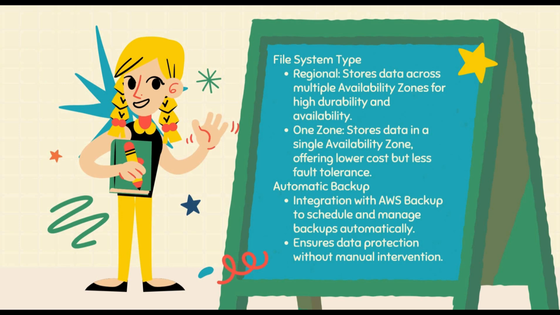If you want high durability and availability, you go with regional, which stores your data across multiple availability zones. If you are looking for something cheaper and you don't mind less fault tolerance, you can choose one zone, which stays in a single availability zone. Automatic backup is covered with automatic backup integration. Just hook it up with AWS Backup and it will take care of protecting your data without you having to remember.